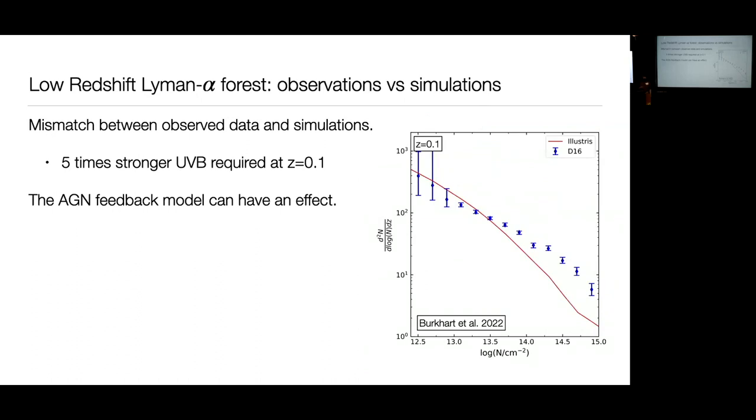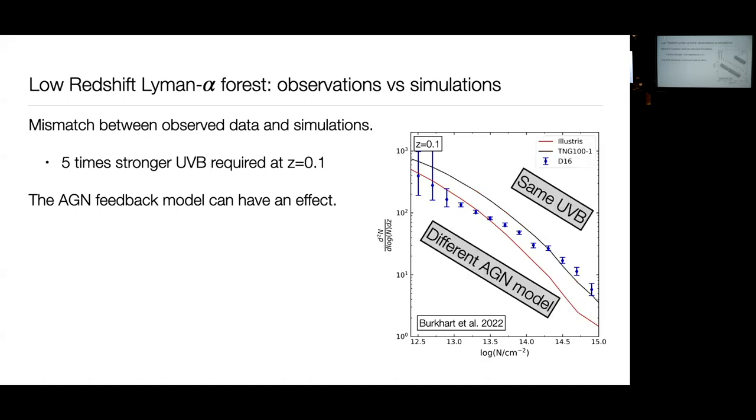If we look at Illustris, this red line here, these are the same observational data points. You can see it doesn't really match the data that well. If we look at Illustris TNG, which has the same UVB but a different AGN model, and that's the main difference between the two, it looks dramatically different. It also doesn't match very well, but a lot of sims don't match very well. So clearly the AGN feedback model can have an effect, and it is something that we should be considering.